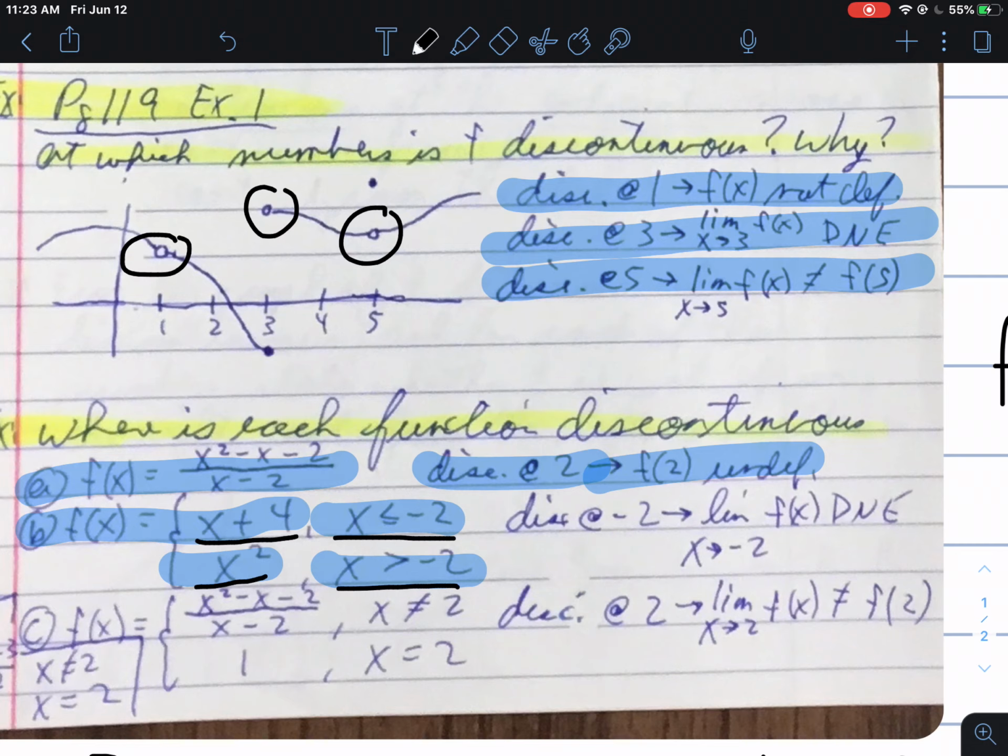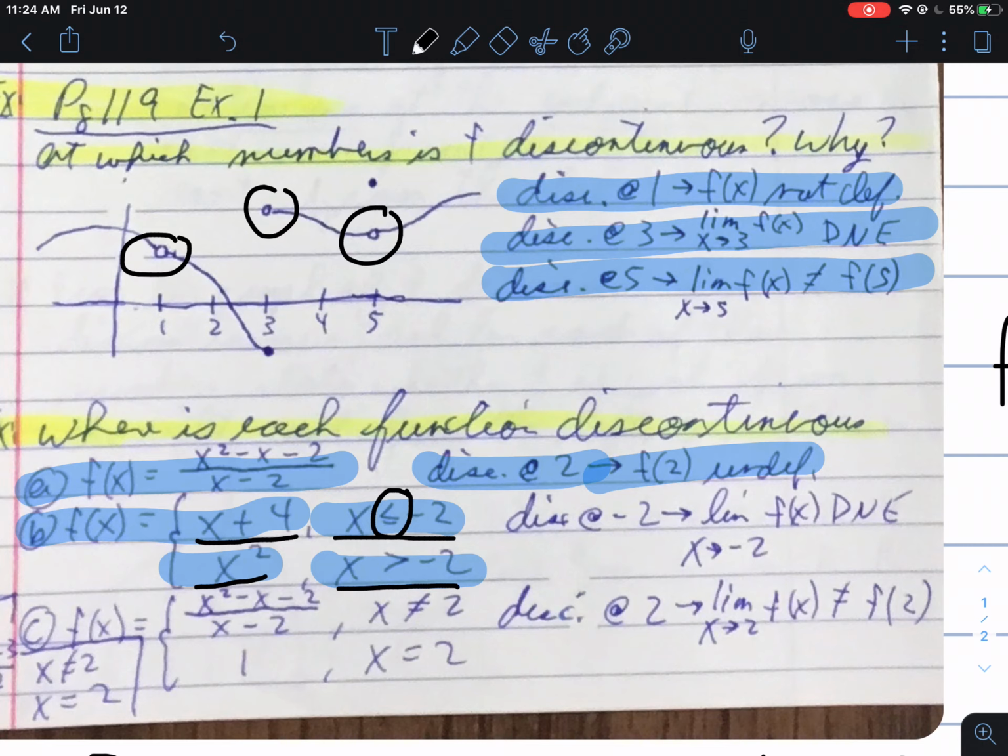So we go through the checklist. What's the first requirement? In order to be continuous at negative 2, the function has to be defined at negative 2. So is negative 2 in the domain of our function? Absolutely. Right there it says less than or equal to negative 2. So f of negative 2 exists. Check.